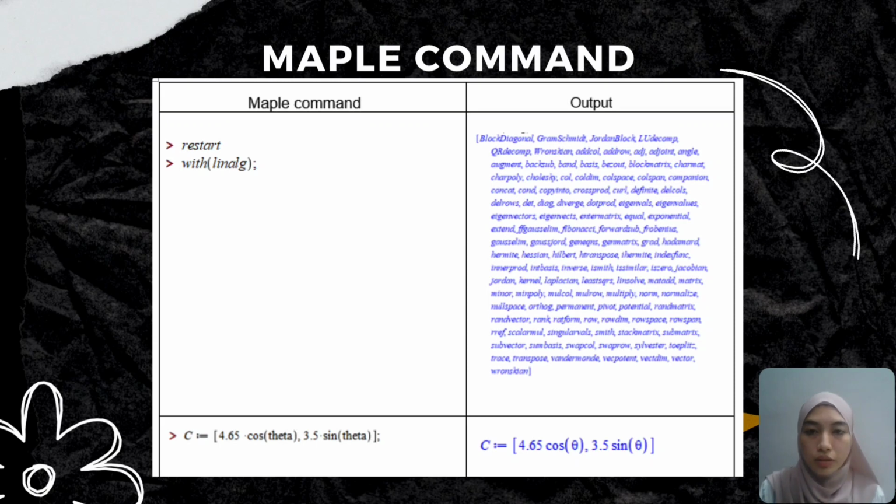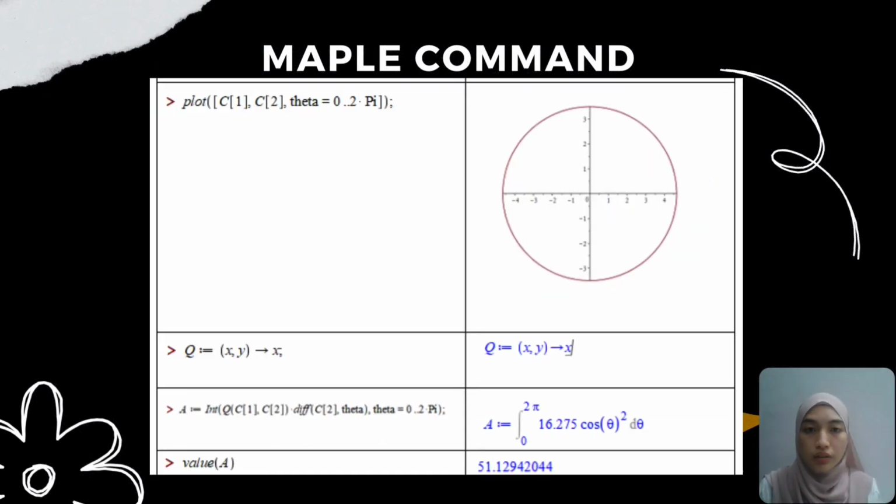Here is the Maple command. We start with restart and then with(linalg). Next, we put C equal to [4.65 cos theta, 3.5 sin theta]. After that, we need to plot the data by using the Maple command plot([C[1], C[2], theta = 0 until 2*pi]).